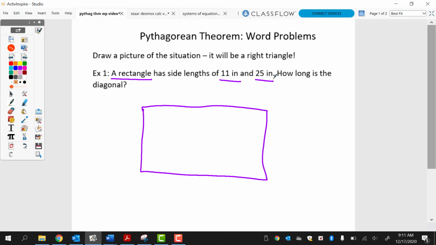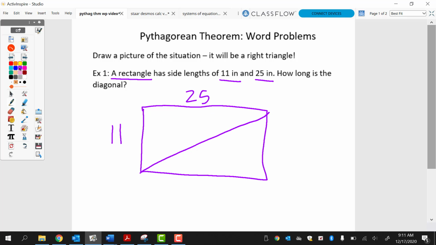So I'm going to put those in the picture. So I drew this one shorter, so I'll put 11 and 25. It does not matter which one you say. Like, your picture does not need to be perfect and exact. And then it says, how long is the diagonal? That's the slanted line connecting the two corners. So when I draw my diagonal, it's going to be like that-ish, okay?